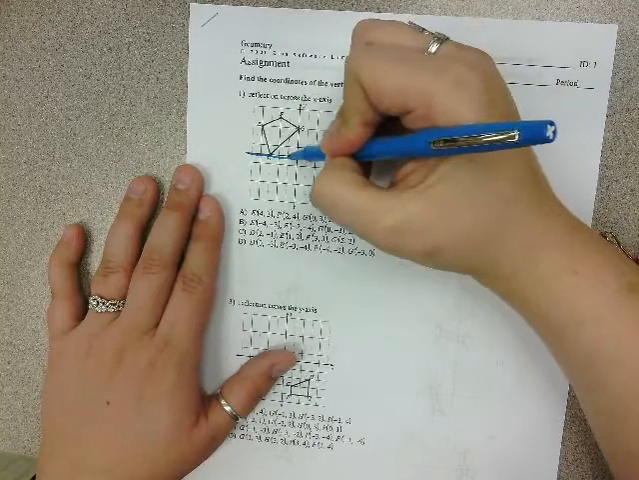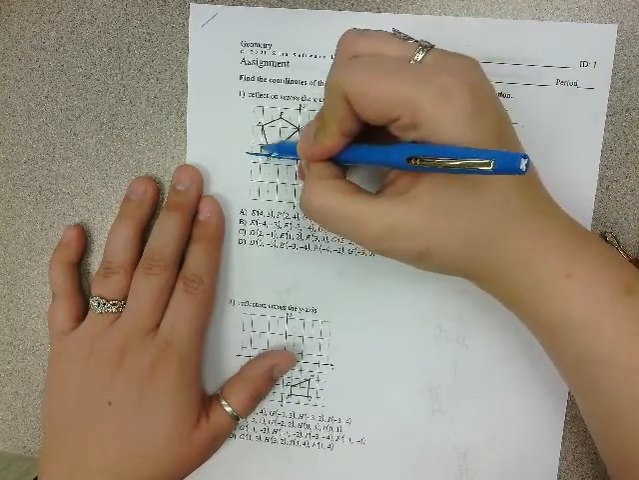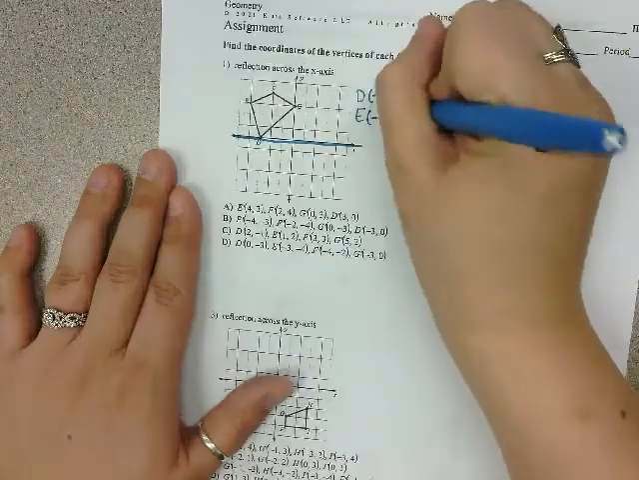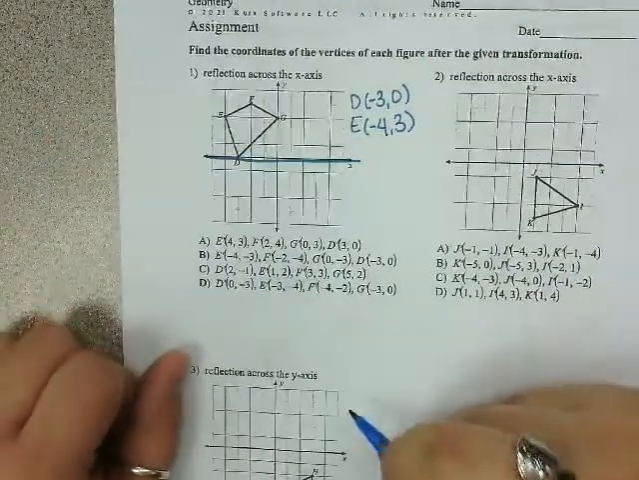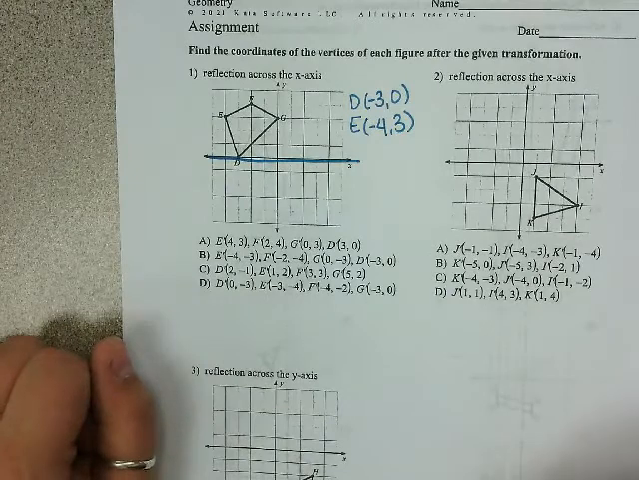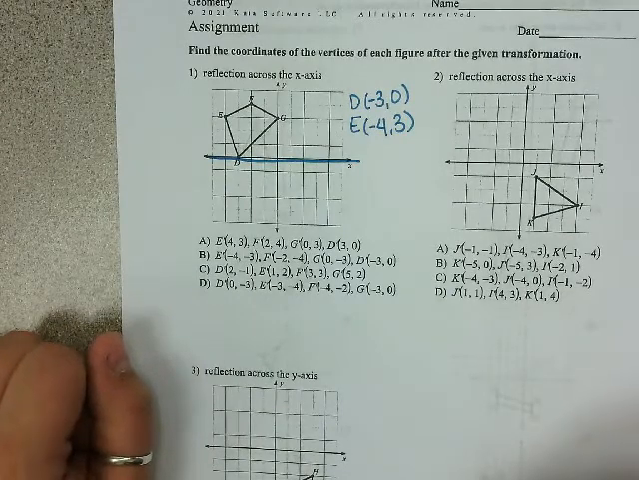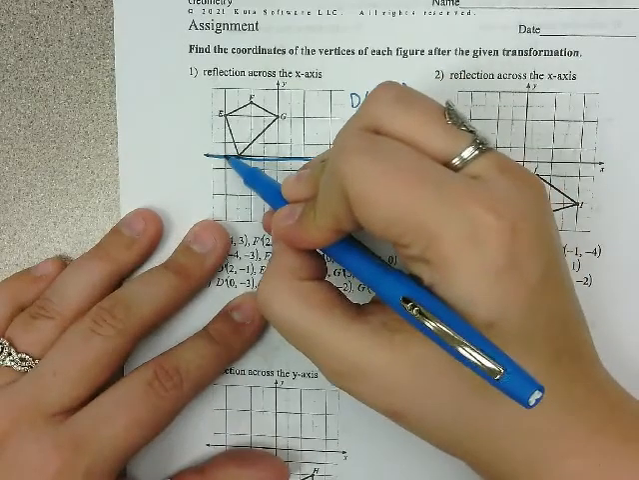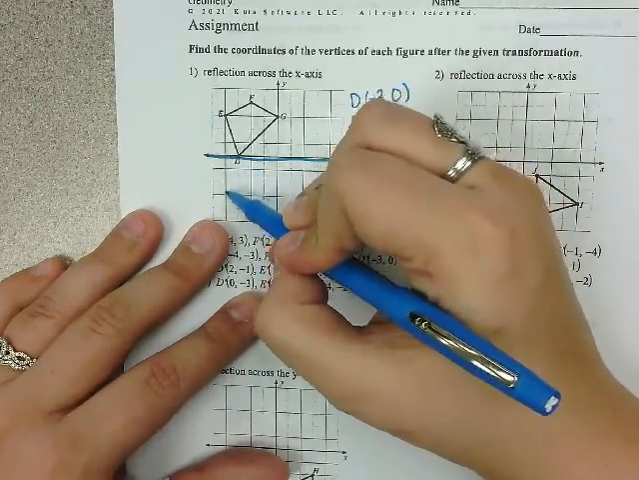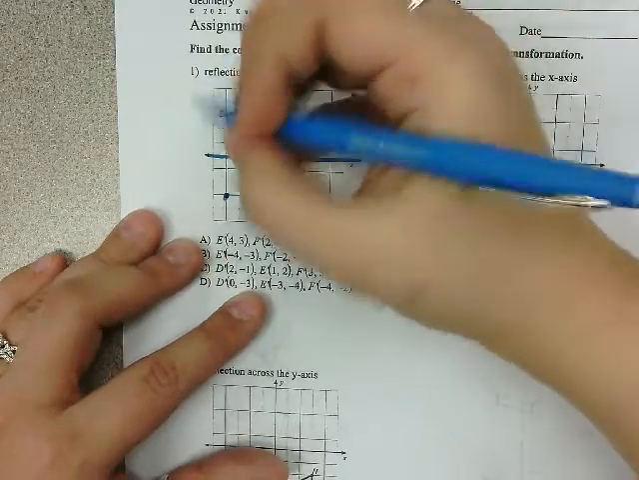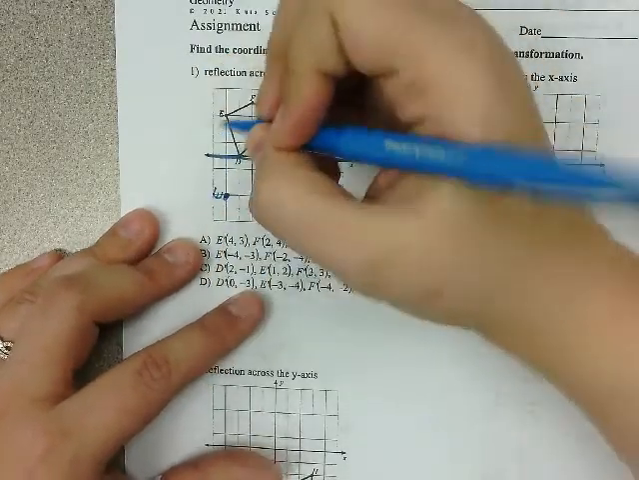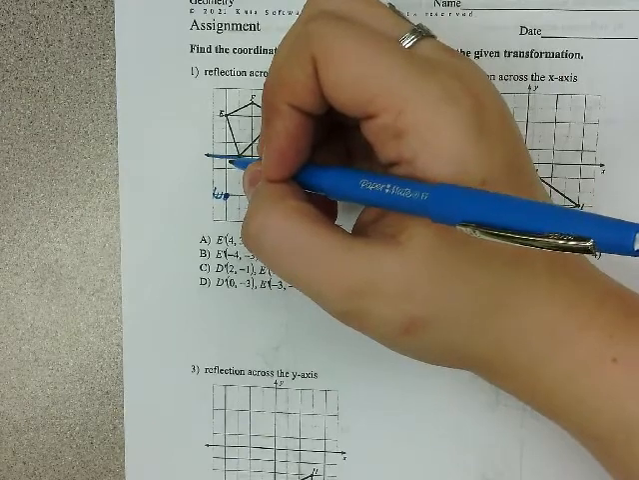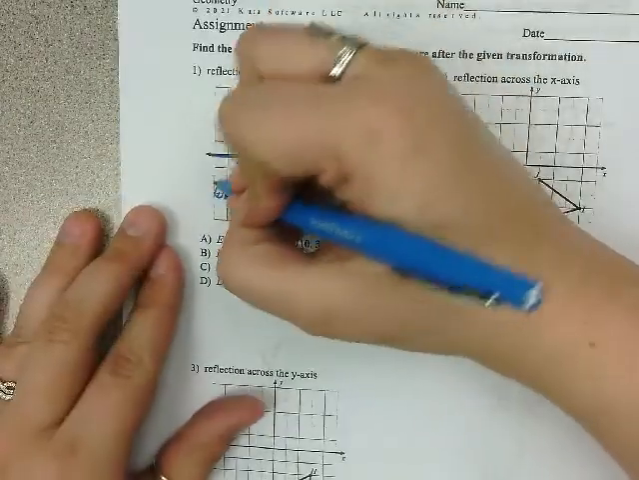E is at -1, 2, 3, 4. 1, 2, 3. Can we change that 3? Yes. So it becomes -1, 2, 3, 4, and then -1, 2, 3. And it's not just E anymore, it is E prime. Thank you.